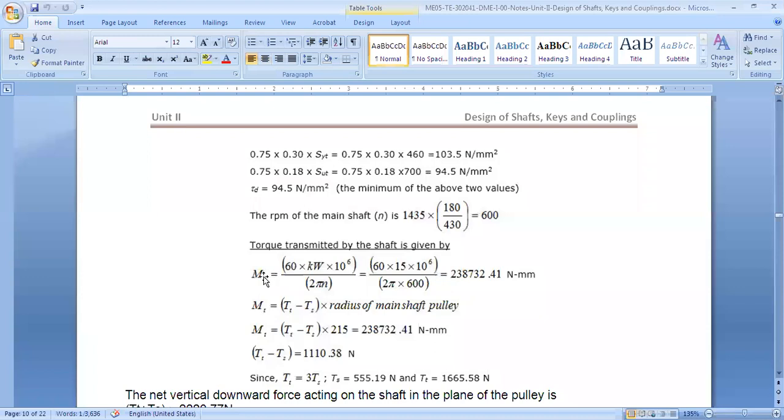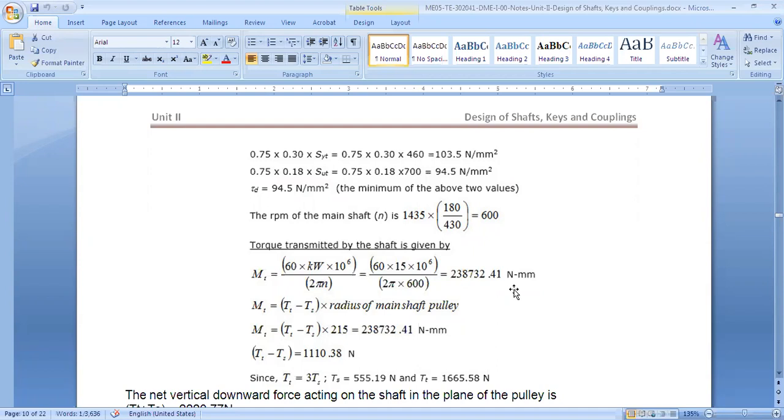Now the twisting moment, torque, is equal to 2 pi NT upon 60, but we are taking power in kilowatt and torque in Newton mm, so multiply that with 10 raised to 6. So torque is equal to 60 into power in kilowatt into 10 raised to 6 upon 2 pi N. Power is given as 15 kilowatt and we got N as 600, so we got the twisting moment as 238,732 Newton mm.